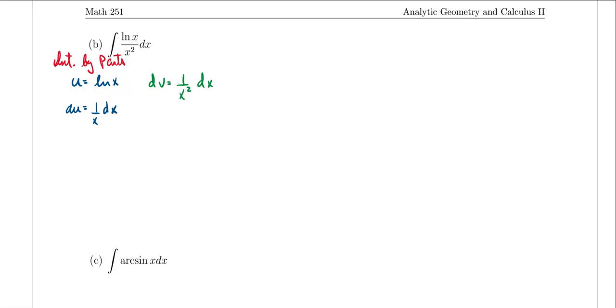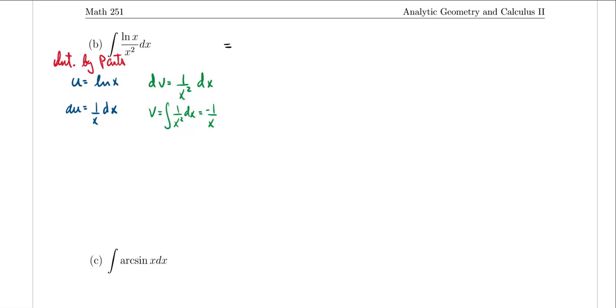Okay, so now we need to figure out what our v would be. Our v is going to equal the integral of 1 over x squared dx, which equals negative 1 over x. Alright, now that we defined the u and the dv as well as the v and the du, let's go ahead and use integration by parts to figure out this integral.